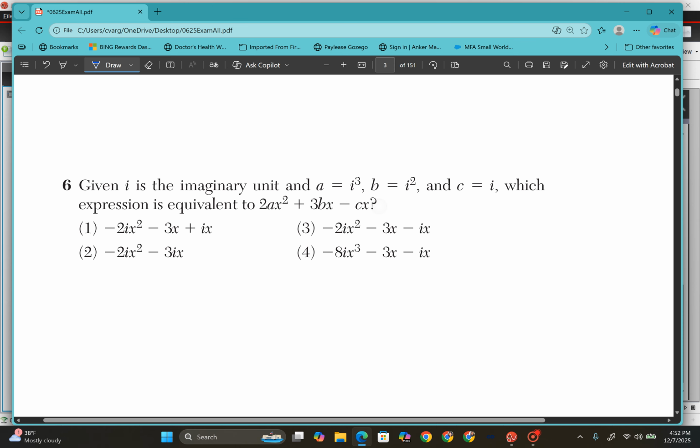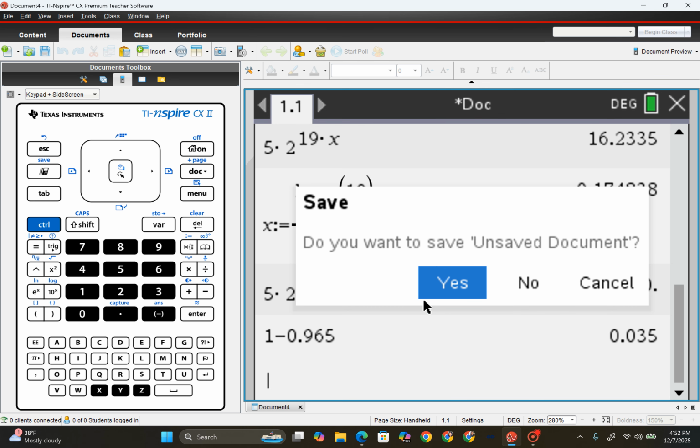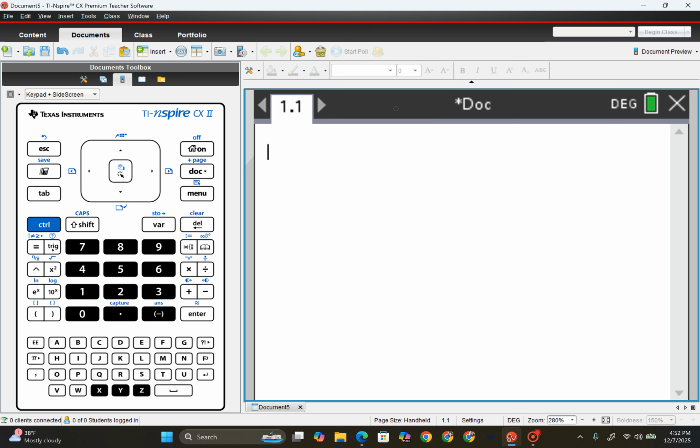Okay, this one. So look, is equivalent to, right? So now we know that we could take these and plug this into the calculator. So we have a is i to the third. So let's go to our calculator and start defining stuff. I'm going to hit a new one just so I don't double up on variables. So it said a was i to the third.